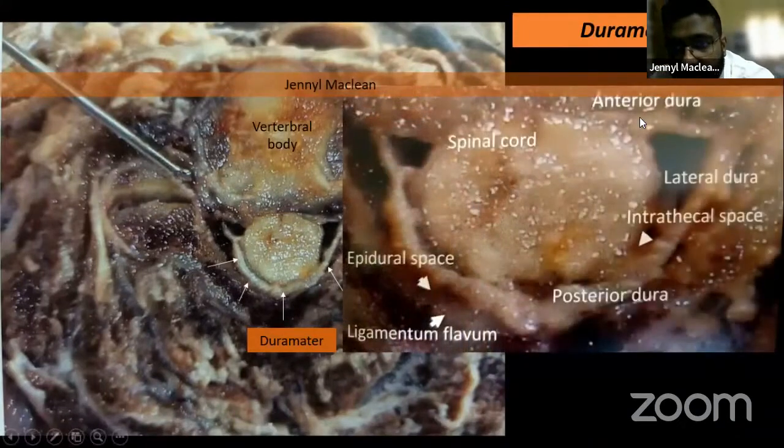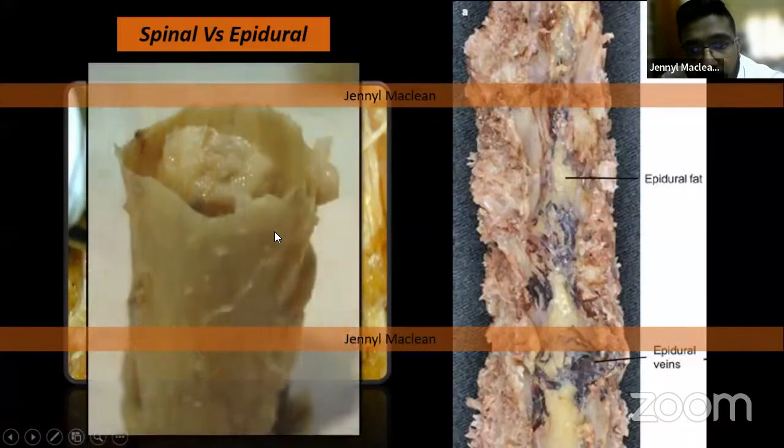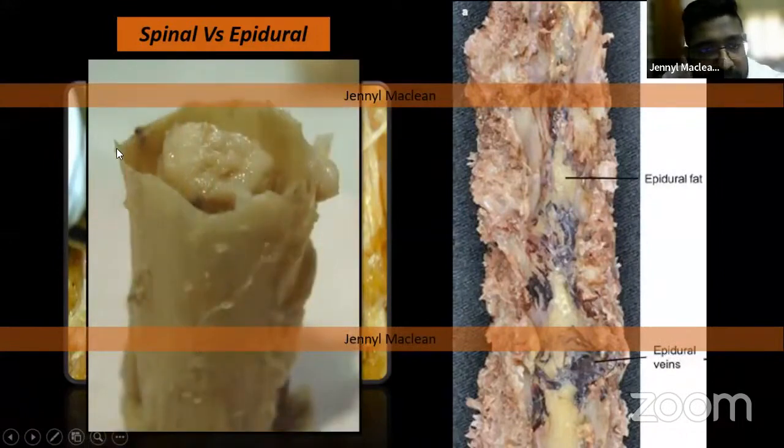You can see here the anterior dura. This is the spinal cord. This is the intrathecal space, and this is the posterior dura. And outside, you will see a yellowish thing, which is the ligamentum flavum. And you can see here, this is a dura which is opened up. After that, you can see the thickness of the dura mater and the spinal cord. This is the intrathecal space.